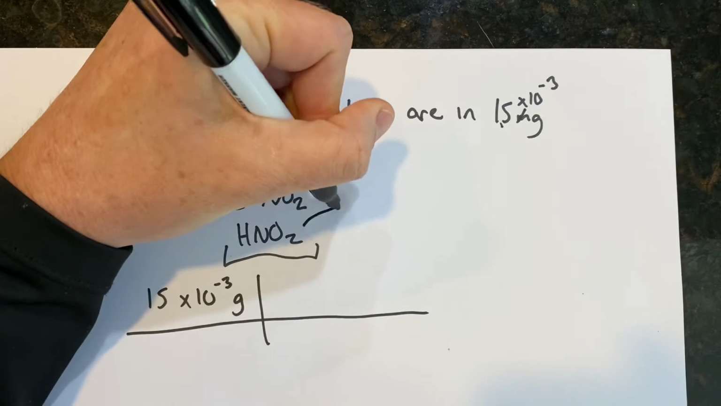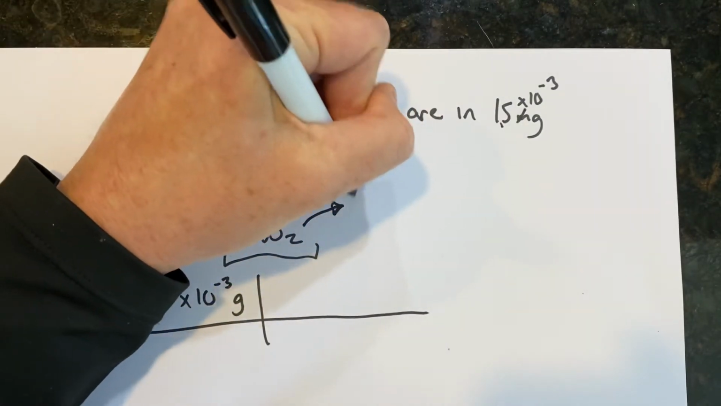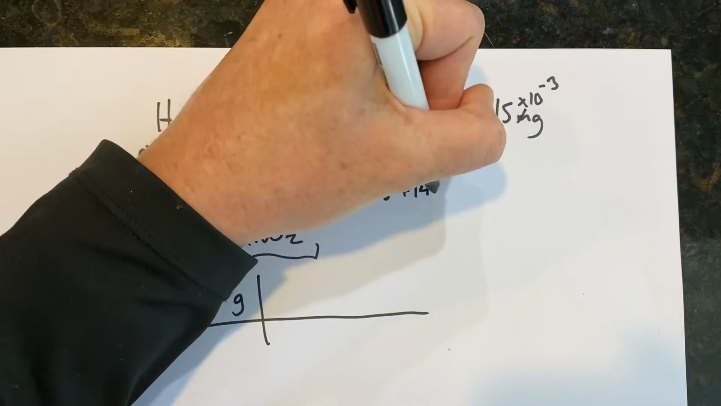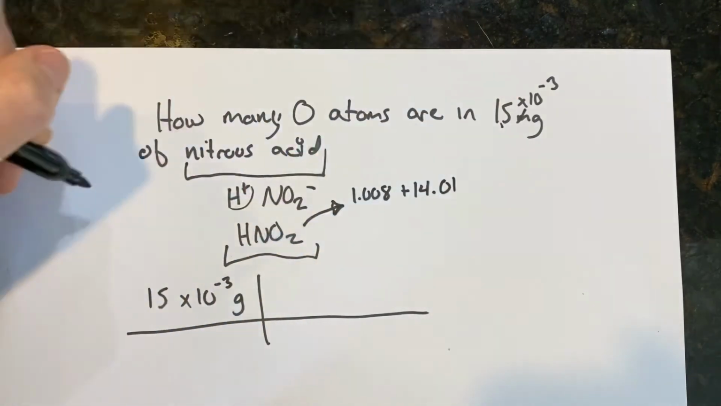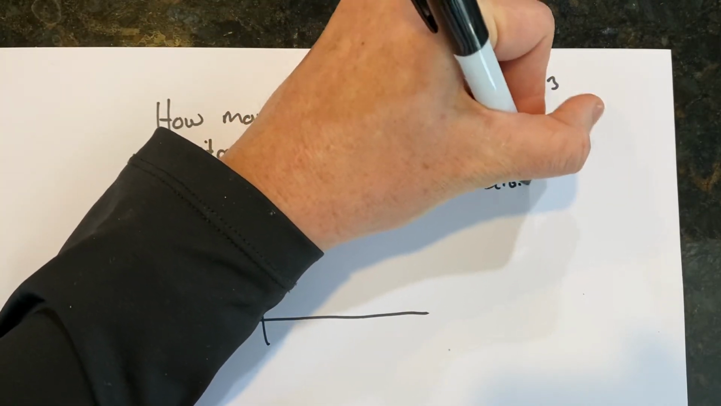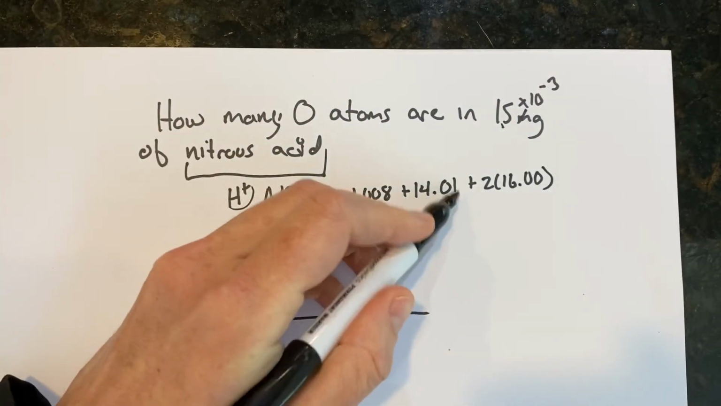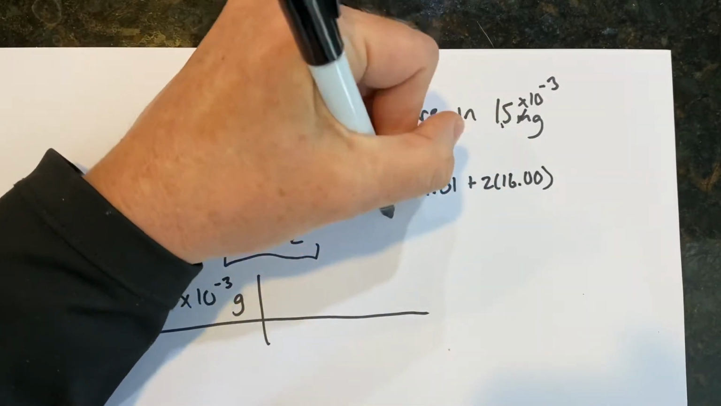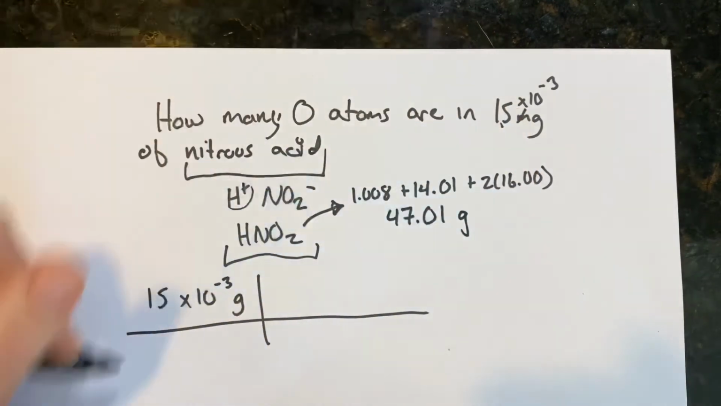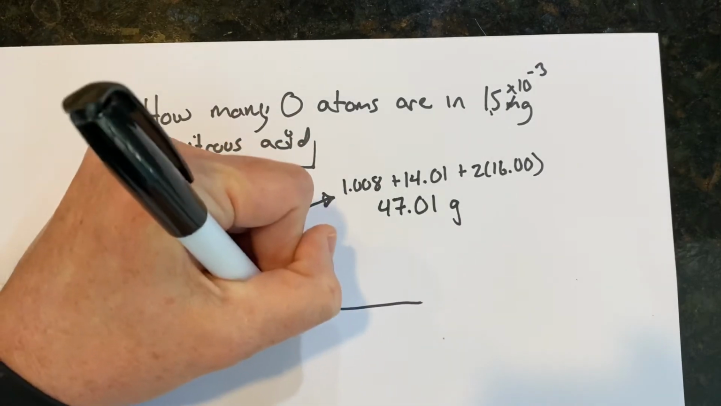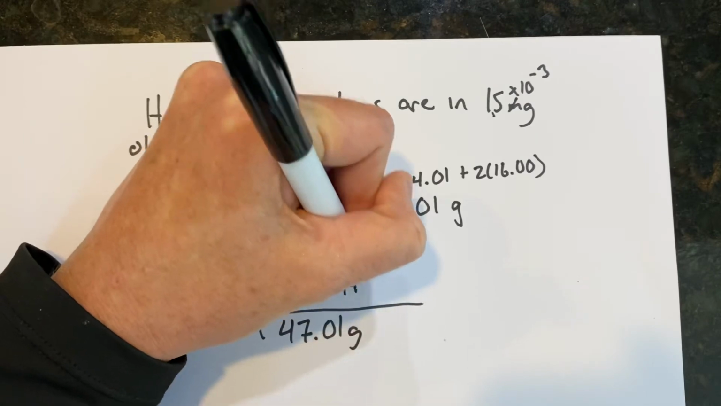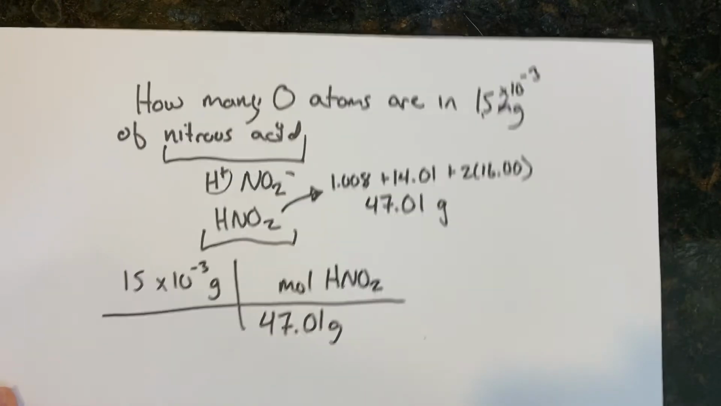The molar mass of this, we've got 1.008 for the hydrogen, plus about 14.01 for the nitrogen, plus 2 times 16.00. This I rounded off a little bit. We end up getting 47.01-ish grams. So when we take this, we divide by 47.01 grams per mole of HNO2. Now you're in mole town.